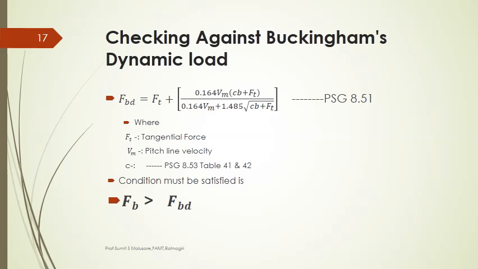The value of B is the face width, already known to us, as we calculated it previously. Put it in centimeters. So all the values are already known to us. Put them here and calculate the value of FBD. You will get the answer in terms of kgf. Convert it into Newtons. And again, for a safe design, FB, the beam strength, should be greater than the value of Buckingham's dynamic load.